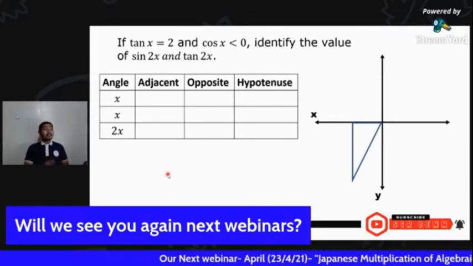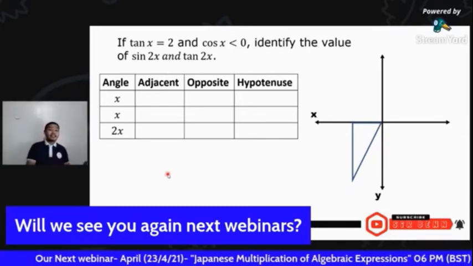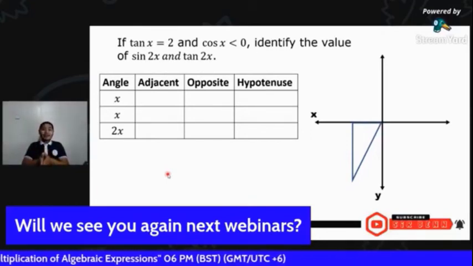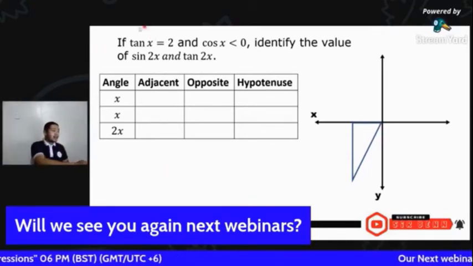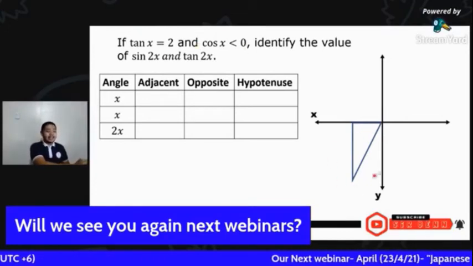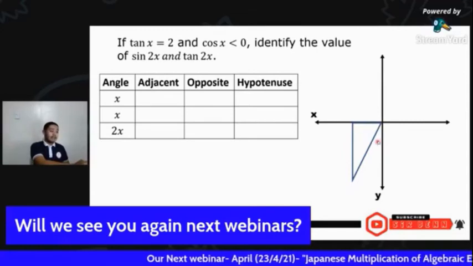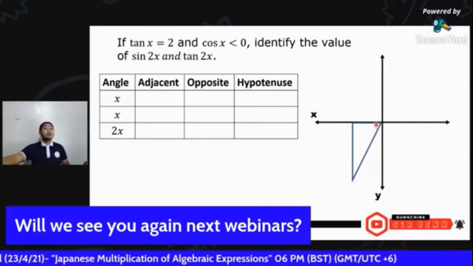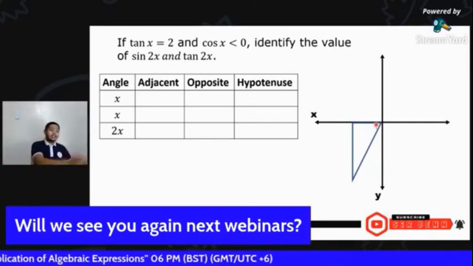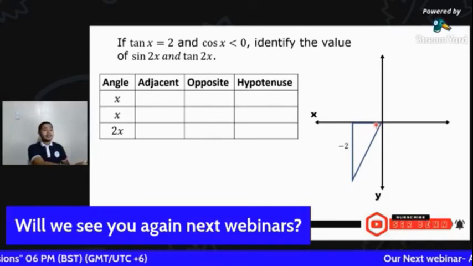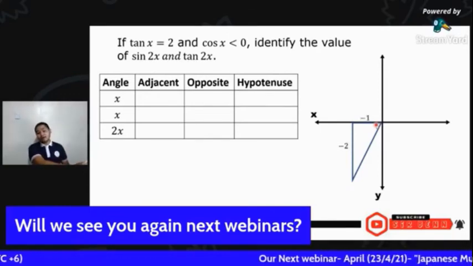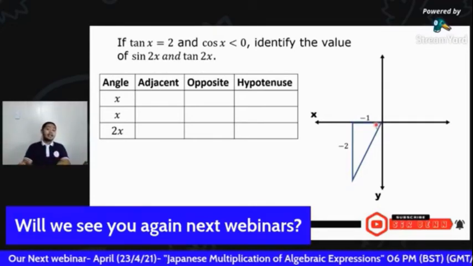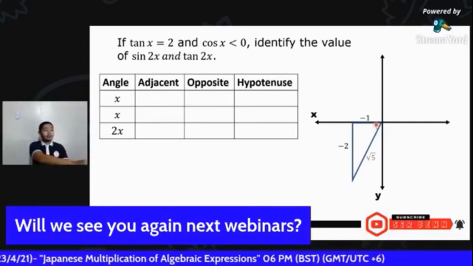The other condition is that cosine x is less than 0, meaning cosine is a negative number. Cosine is negative in the second quadrant and the third quadrant. So in that case, these two will meet at the third quadrant. That is why our triangle is drawn like this. So this will be x. Tangent x is 2 over 1. Tangent x, 2 will be the opposite side, 1 will be the adjacent side. Since we are on the third quadrant, the adjacent side would be -1, the opposite side will be -2, while for the hypotenuse, we're just going to apply the Pythagorean theorem. So our hypotenuse now will be square root of 5.